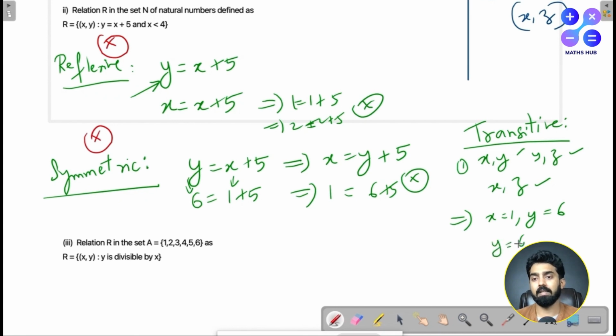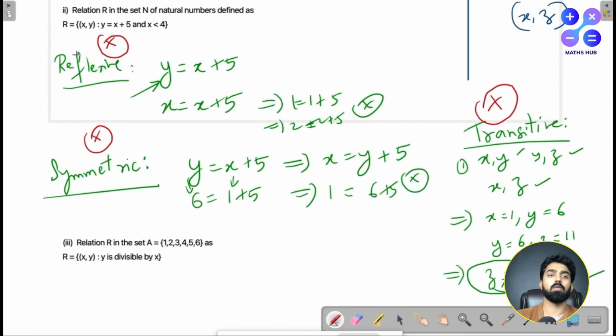If y is 6, what is z? If z equals y plus 5, then z would be 11. So does that mean z equals x plus 5? No. So z would not be equal to x plus 5, which is supposed to happen if it is a transitive relation. It's not transitive because this relationship does not hold, right? So it's not reflexive, not symmetric, and not transitive.